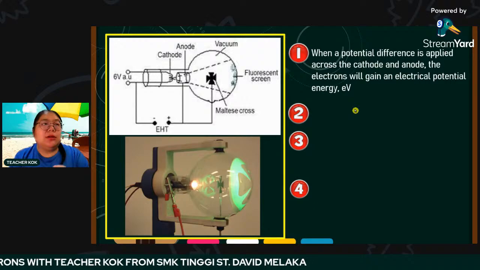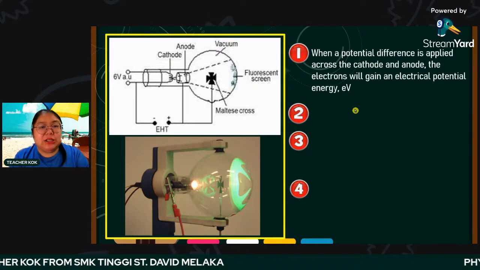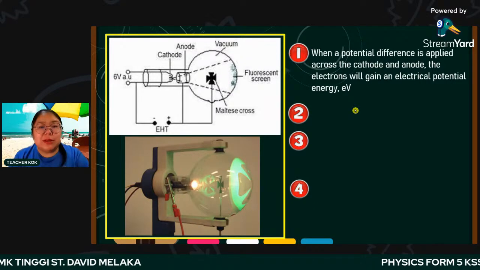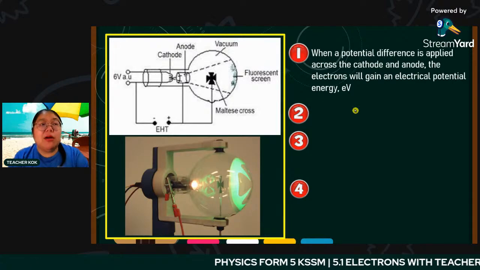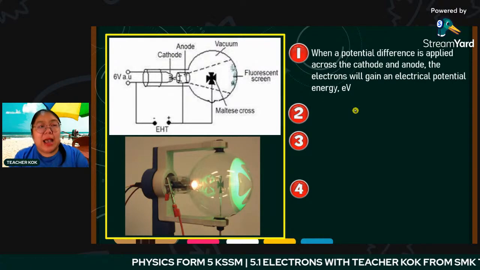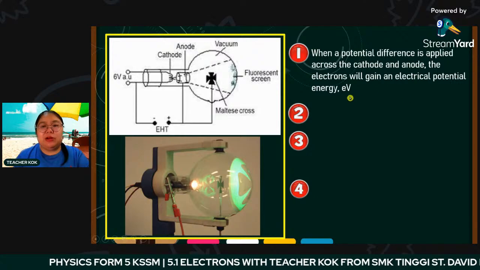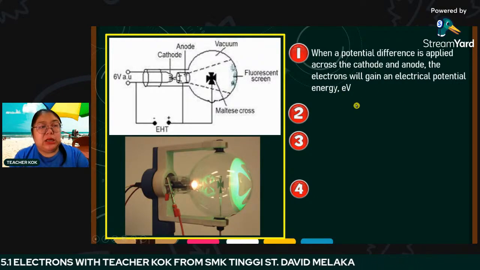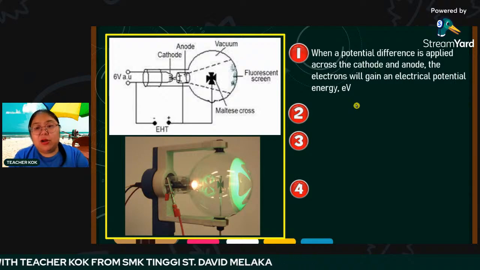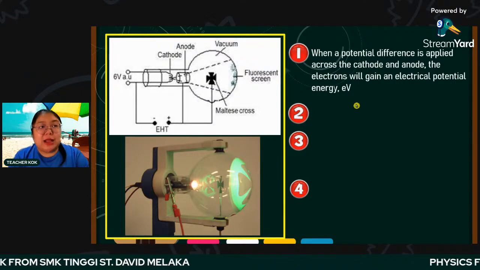So now we have electrical potential energy. This one is for an electron, so that means the electron is ready to be accelerated. This we call electrical potential energy. So from here, for electrical potential energy, the formula should be eV. E stands for electron charge, and V stands for potential.